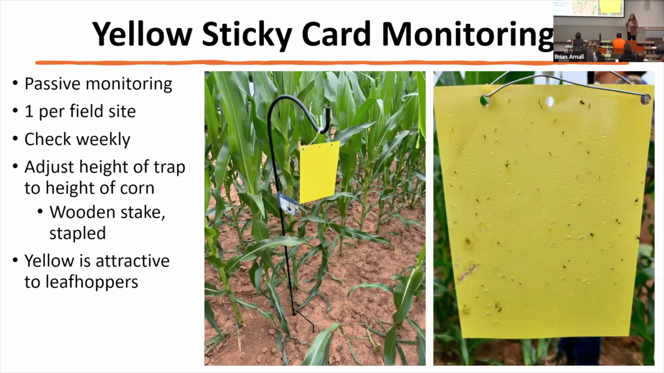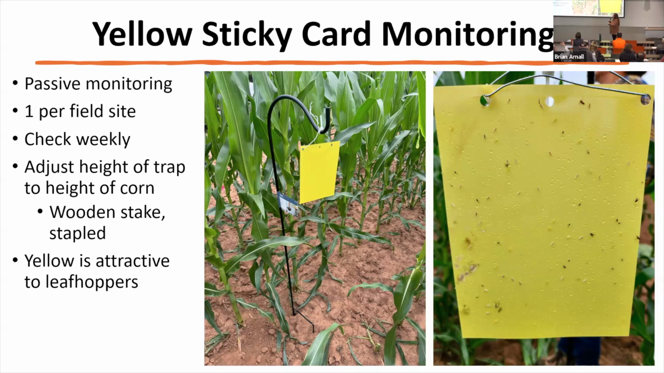We do have to advertise this because we do have to think about time constraints that people have. And this is actually the monitoring system that we're currently using and have used in the past too. So placing out one per field site, checking them weekly, maybe even more regularly, depending on how much you want to check them. Adjusting the height of the trap to the height of the corn.